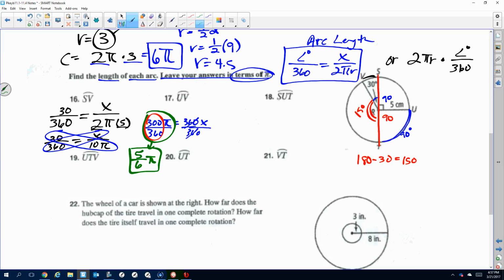Okay. All right, so I'm going to go ahead and do number 11. That is dealing with arc length UV. So here's U to V.